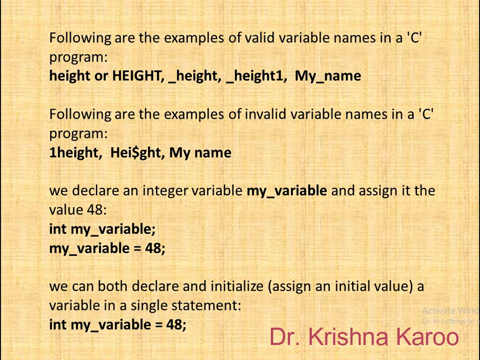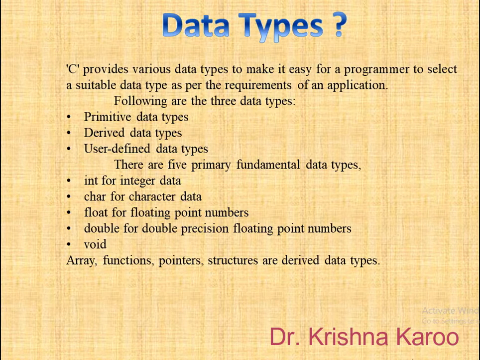And suppose we have to do both these things at a time, then we will declare a variable and assign a value in a single line. So this is how to declare the variable, how to initialize the variable, and what is the variable. Now we will move on to the data types. So C provides various data types to make it easy for a programmer to select a suitable data type as per the requirement of the application.